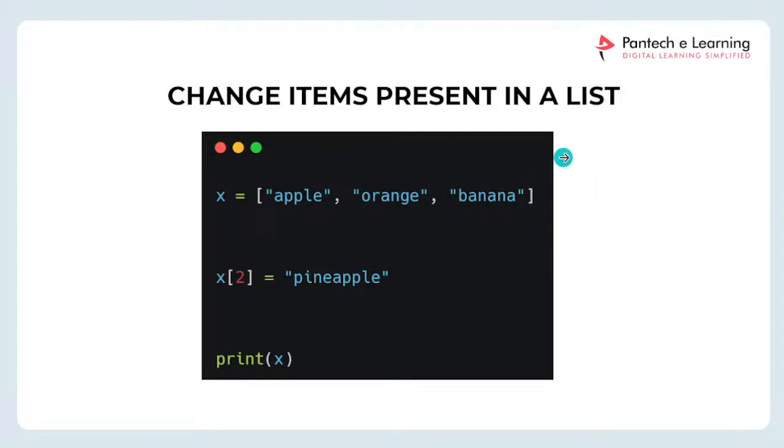So next one is changing items present in a list. So how can we change the items? I already told you that a list is mutable, right? So how can we change the items? Based on the index number we can change that. We mention the variable name and pass the index number. So in the second index, I will replace the value with another value. You see that in the second index banana is there, I will replace it with pineapple in the fruit list.